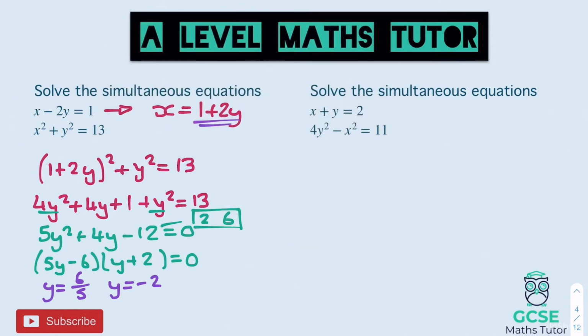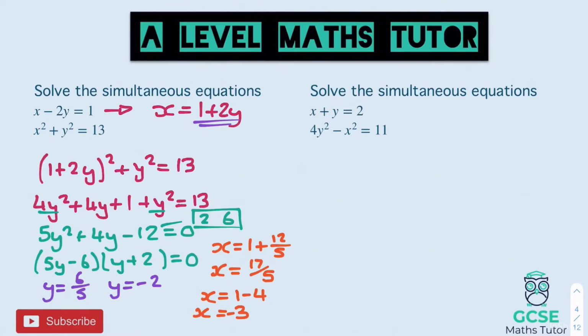So if we have a look, we've got x equals 1 plus 2 lots of 6 over 5, which is 12 over 5. There you go, if we double that, that's 6 over 5. And 1 is 5/5, so if we add them together we get x equals 17 over 5. There we go, adding 5/5 to that 12/5 there. And for the next bit we need to sub y equals negative 2 in, so for that one we've got x equals 1 plus 2 lots of negative 2, which is minus 4, so 1 minus 4 equals negative 3. There we are. So we've got our two solutions.